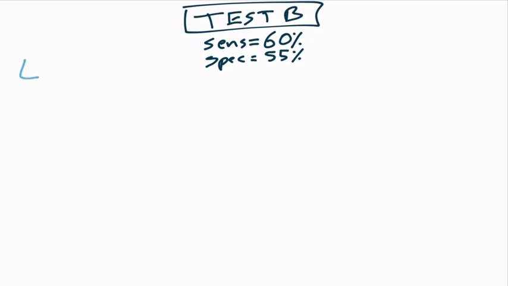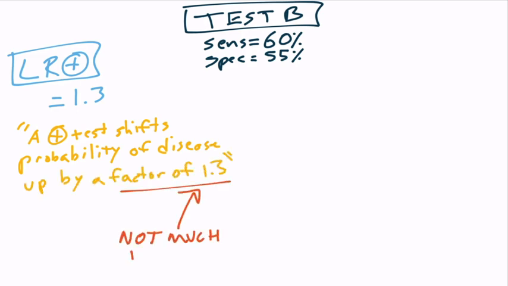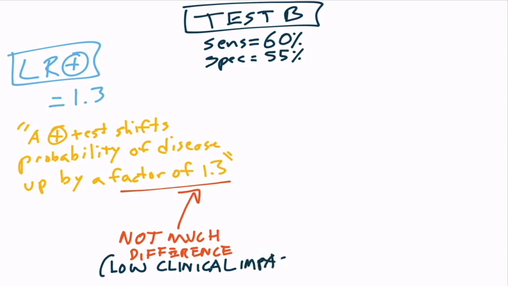This would give us a positive likelihood ratio of 1.3, meaning that a positive test result would cause the probability of disease to shift up only by a factor of 1.3. That's not a lot. This means that even if the test comes back positive, it's not going to have a huge impact on how you treat the patient.